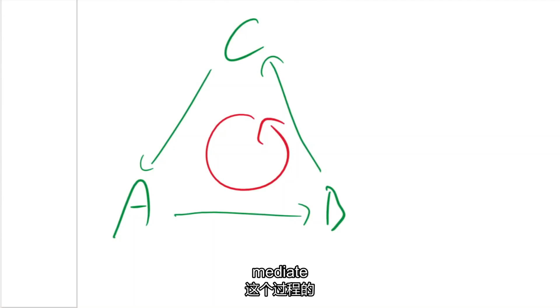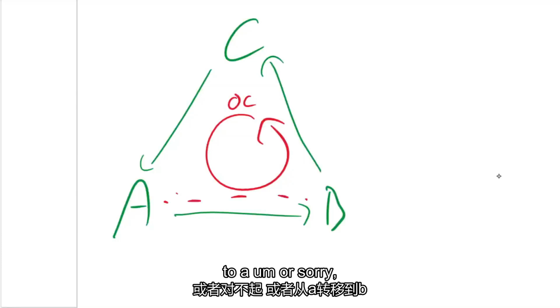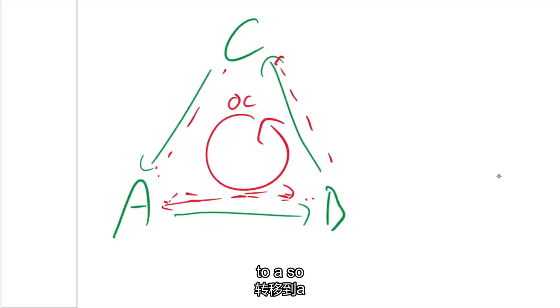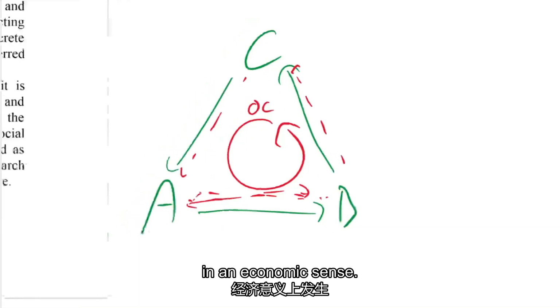And how do they mediate this process, such that everyone actually gets their worth of stuff that they put out? They mediate this process by means of the OfferCoin. Okay, so the OfferCoin is now transferred from B to A, or from A to B, let's say, because A wants something that B has, and the OfferCoin is transferred from B to C, and then from C to A. So the OfferCoin makes all of this happen in an economic sense.